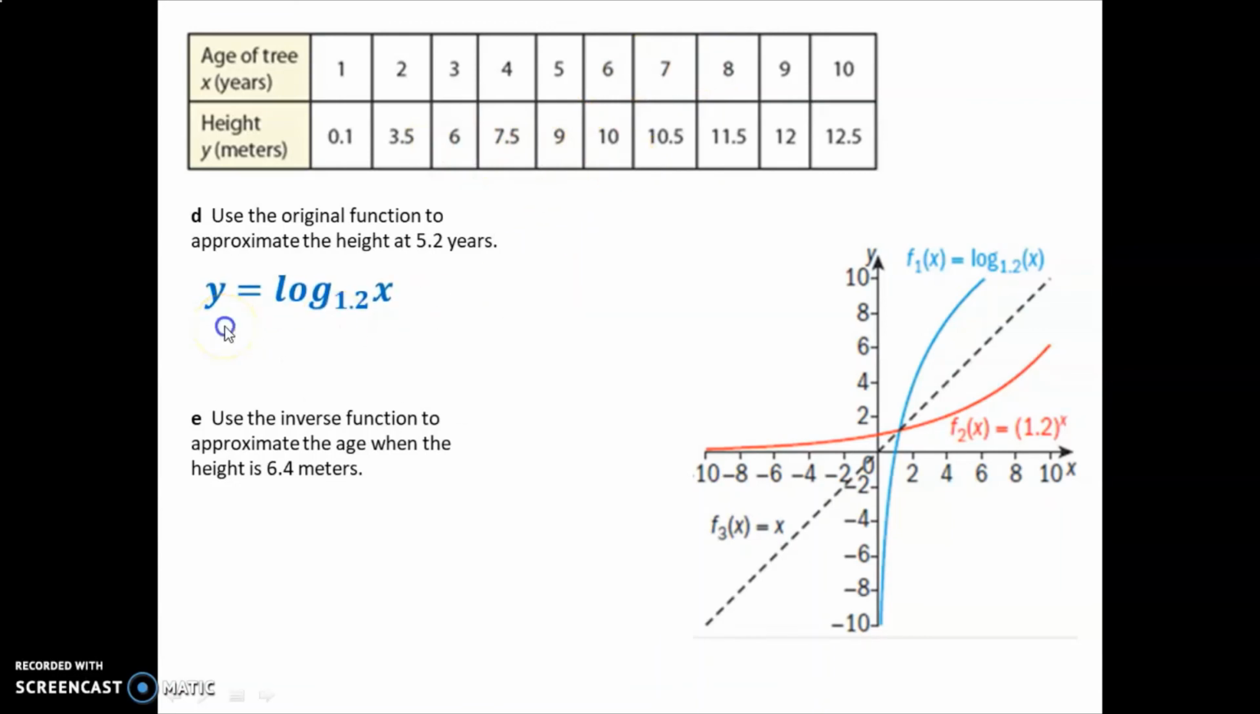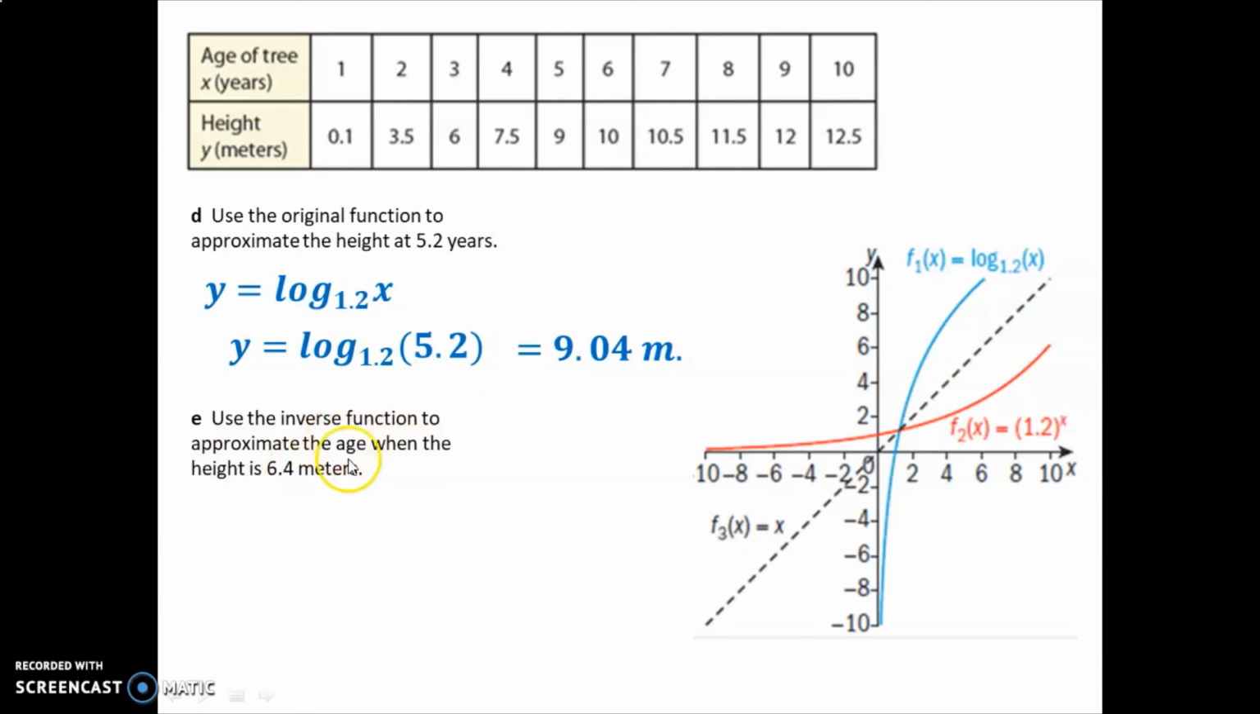Here's our log function. We are going to input 5.2 years in there as the input, and we're going to find out the height y. That works out to 9.04 meters. Let's see if that makes sense on our graph. At 5.2 years, so it's 2 years, 4 years, 5 years is about here, 5.2, and then I'm going to go up to here. Yep, looks like about a height of 9 meters. Makes sense.